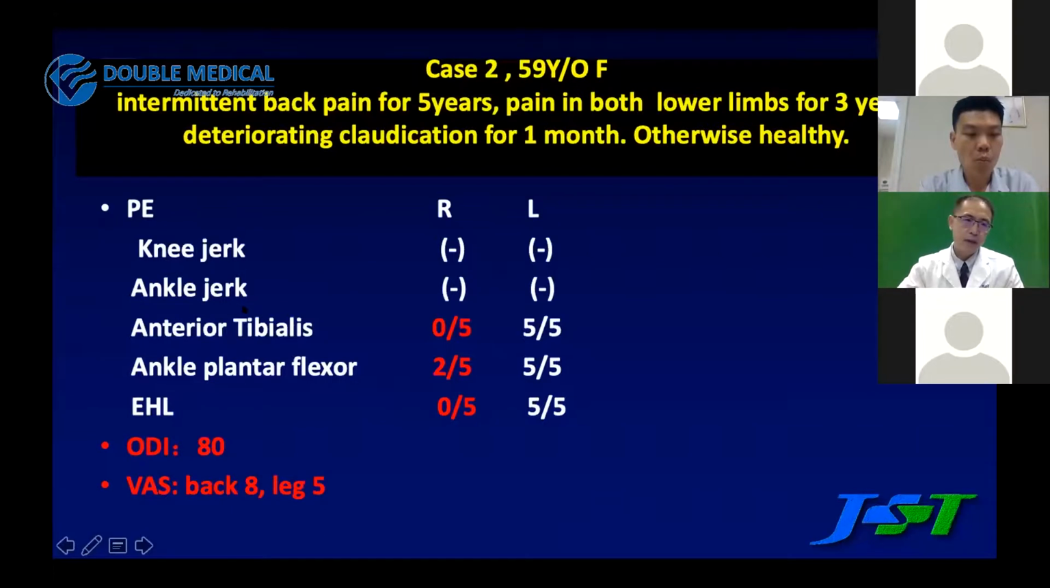On physical examination, the anterior tibialis, ankle plantar flexor, and the EHL on the right side are decreased. The ODI for the patient is 80. The VAS for back is 8, and the VAS for leg is 5. So the pain is very severe, and the patient is very disabled.